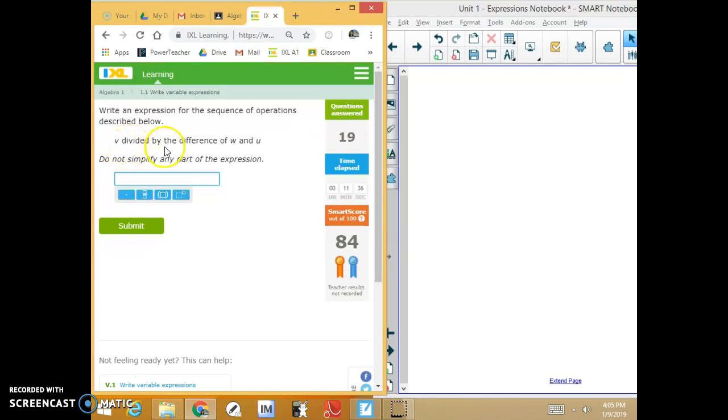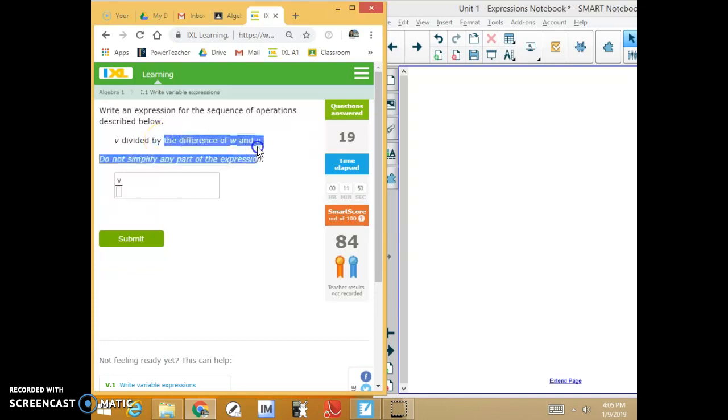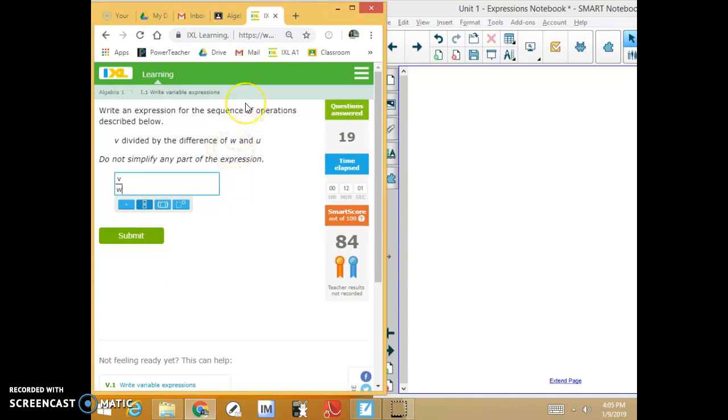Okay, here I have v divided by the difference of w and u. So v divided by, well, that means I'm going to have v in my numerator because it's going to be divided by something. Well, what is it going to be divided by? It's going to be divided by the difference of w and u. Difference means subtraction, and I keep the order, so it's going to be w minus u.